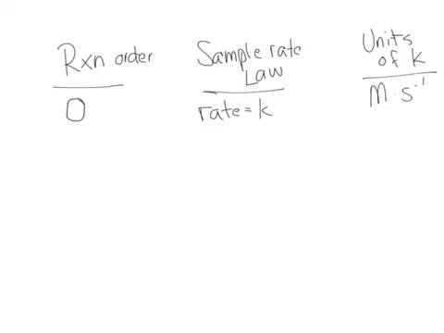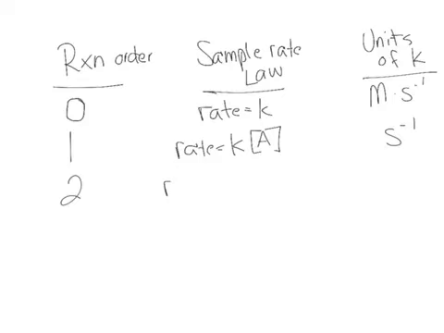Now let's talk about a first reaction order. That is to say that the rate only depends on the concentration of one reactant, some reactant A, whatever it may be. If we are solving for k, once you move the concentration of A to the other side, the molarities cancel out, and our units just end up being reciprocal seconds.